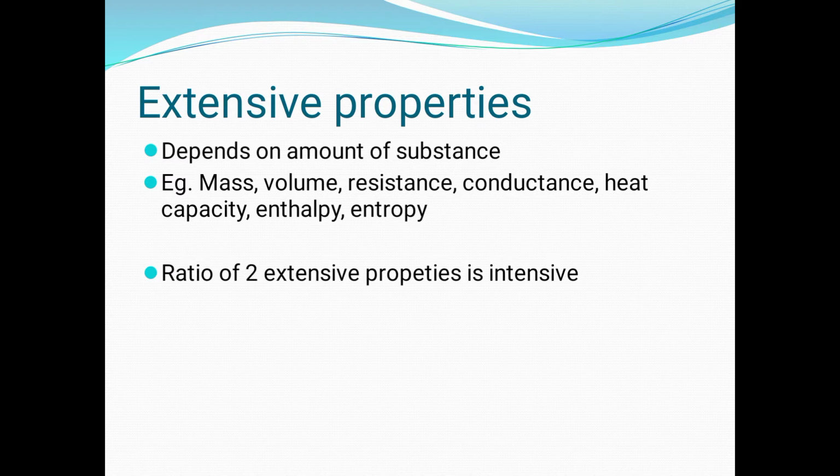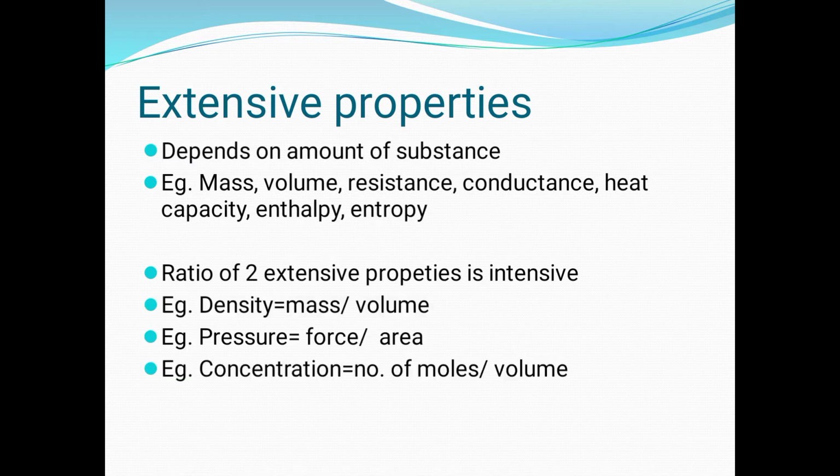Now when you take the ratio of two extensive properties, what you get is an intensive property. An example is density, which is a ratio of mass by volume, where mass and volume both depend on the amount of the substance, which means they are extensive properties. Then you have pressure, concentration. These are all ratios of extensive properties, and when you take the ratio of them, you get an intensive property. So always remember these three examples. Whenever you take the ratio of two extensive properties, you get an intensive property.